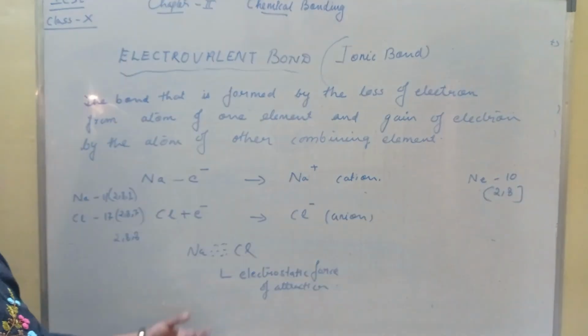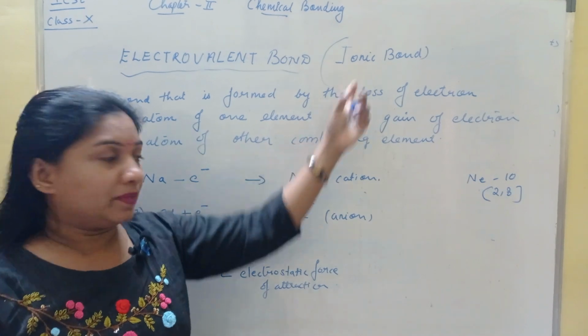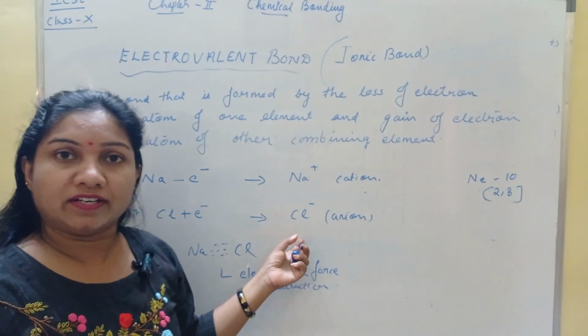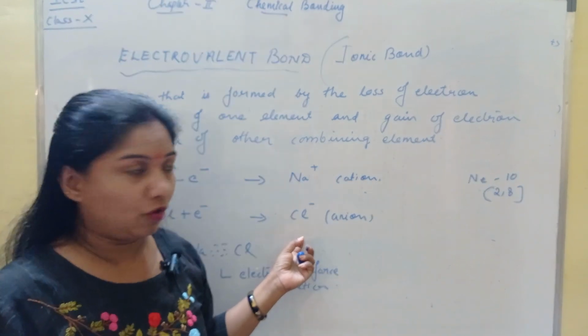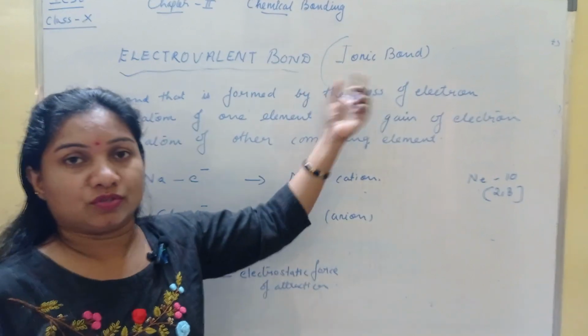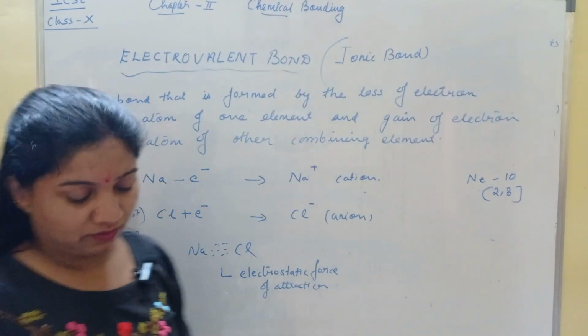This much is clear. So why this is called ionic bond? Because ions are getting formed over here. Positive and negative charged species are formed. So these are called cation and anion. So that is why it is also called ionic bond.